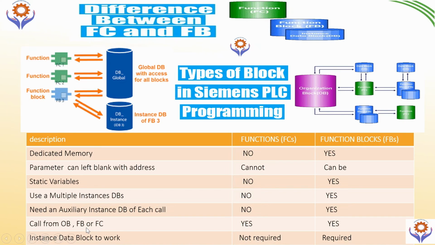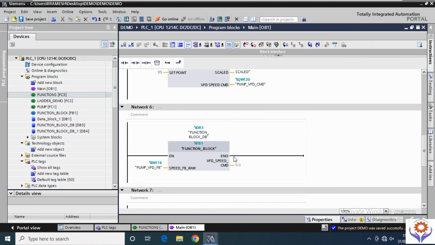And also, instance data blocks are not required in the function, but they are required in the function block. These are the few differences between the function and the function block. Let's continue with the simulation part now. Again, we will continue with the same function and function block. Now we will make a simulation.